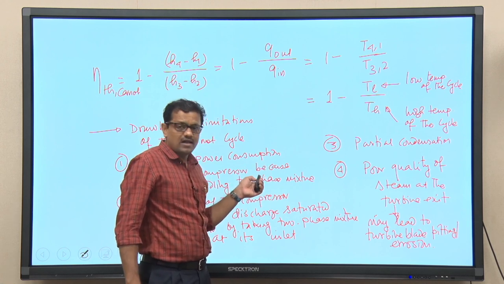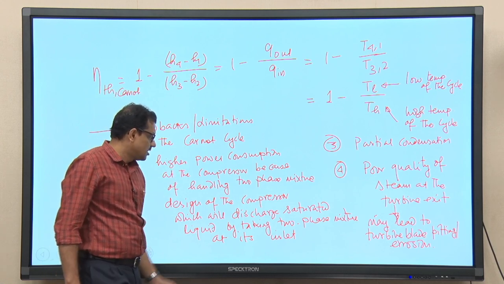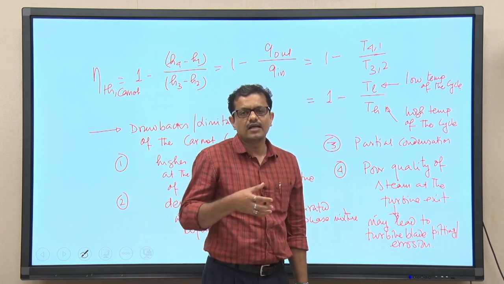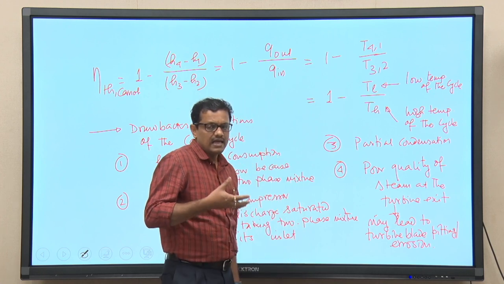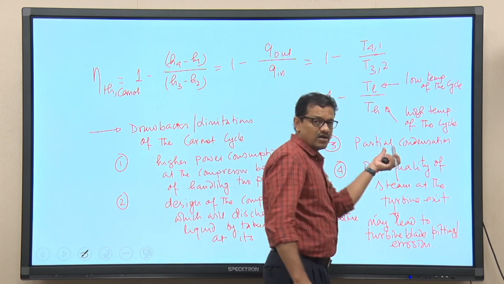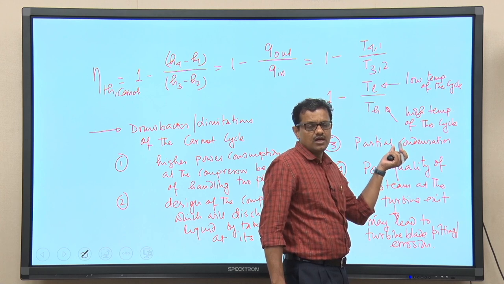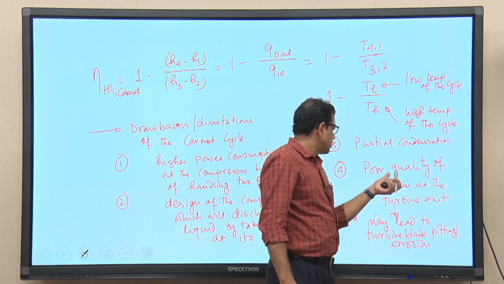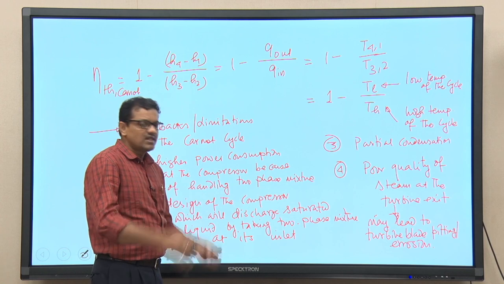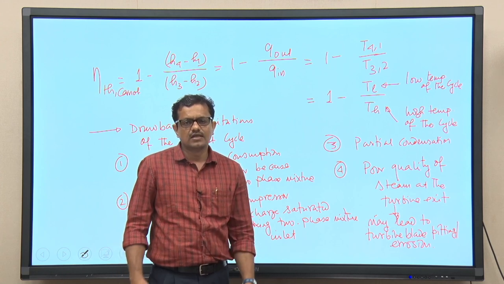We have seen that there are a few issues: the higher power consumption, and the design of the compressor, which will take a two phase mixture at its inlet, and the process will end at a state point which is saturated liquid. With partial condensation, the condensation process will end at state point 1, which is again a two phase mixture, and the quality of the steam at the exit of the turbine is also very poor. Considering all these drawbacks, the concept of the actual power cycles came into the picture.